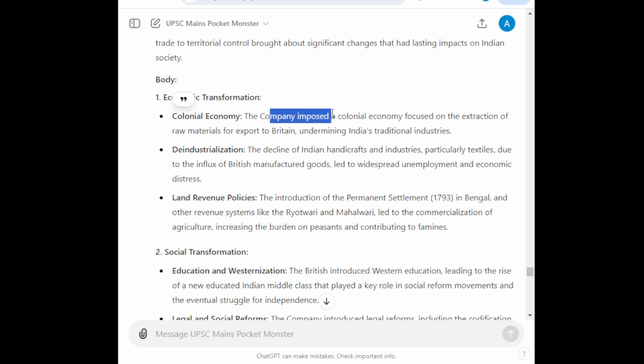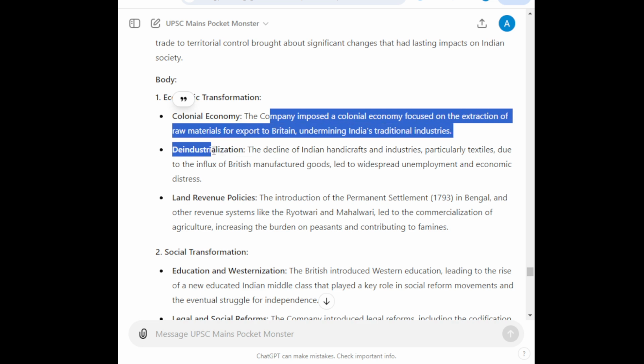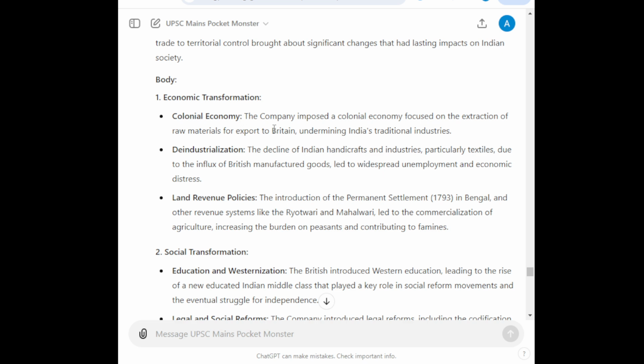The company imposed a colonial economy focused on the extraction of raw materials for export to Britain, undermining India's traditional industries. Isn't that right? Deindustrialization, the decline of Indian handicrafts and industries, particularly textiles, due to the influx of British manufactured goods, led to widespread unemployment and economic distress.